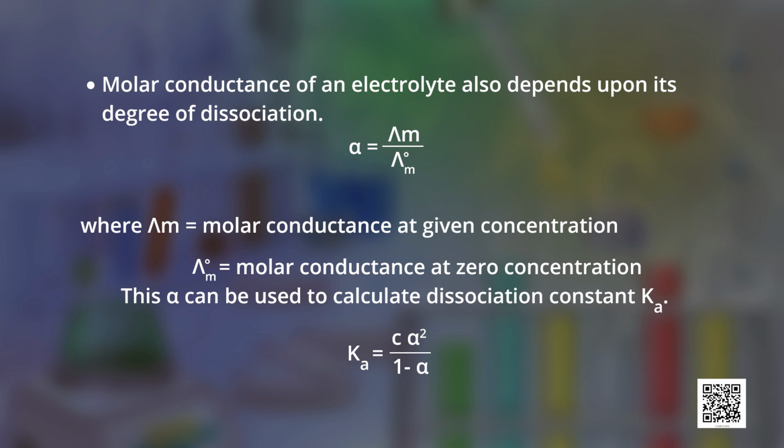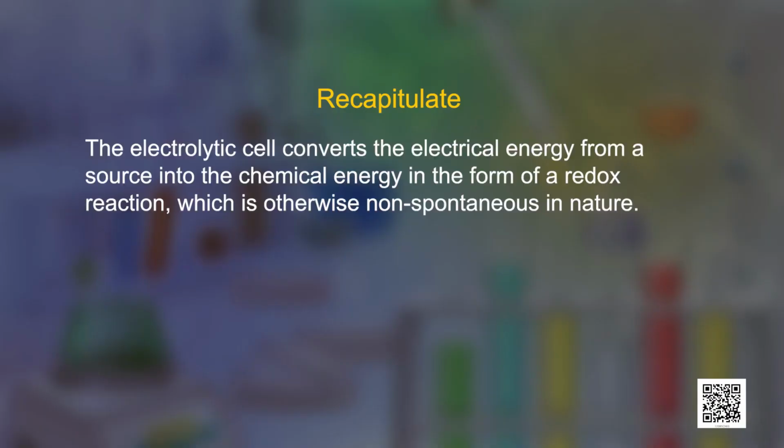To summarize the discussion, we may recapitulate that the electrolytic cell converts the electrical energy from a source into the chemical energy in the form of a redox reaction, which is otherwise non-spontaneous in nature. Such reactions take place in the form of electrolysis and follow the rule that if two cations are present in the electrolytic cell, the one which has higher reduction potential will get reduced first. During this process, the products of electrolysis are obtained at the electrodes.